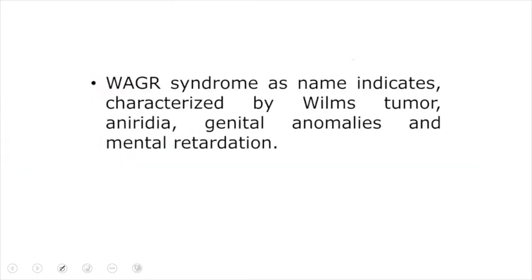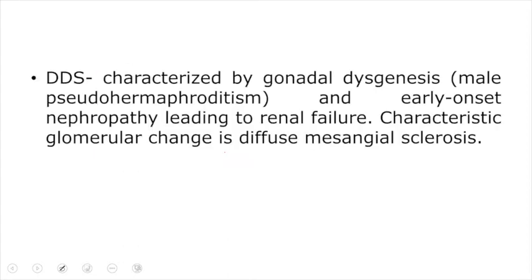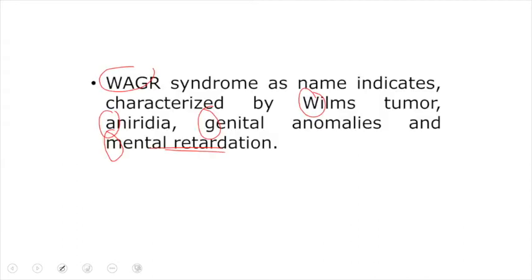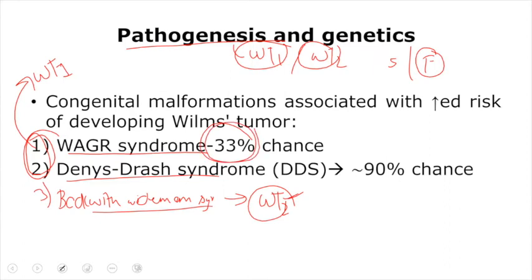So let us recap WAGR syndrome. As the name indicates, W stands for Wilms tumor, A stands for aniridia, G stands for genital abnormalities, and R stands for mental retardation. And it is a point to know that only 1/3 of the cases in WAGR syndrome will develop Wilms tumor, as I've already said. So there is only a 33% chance of getting Wilms tumor.